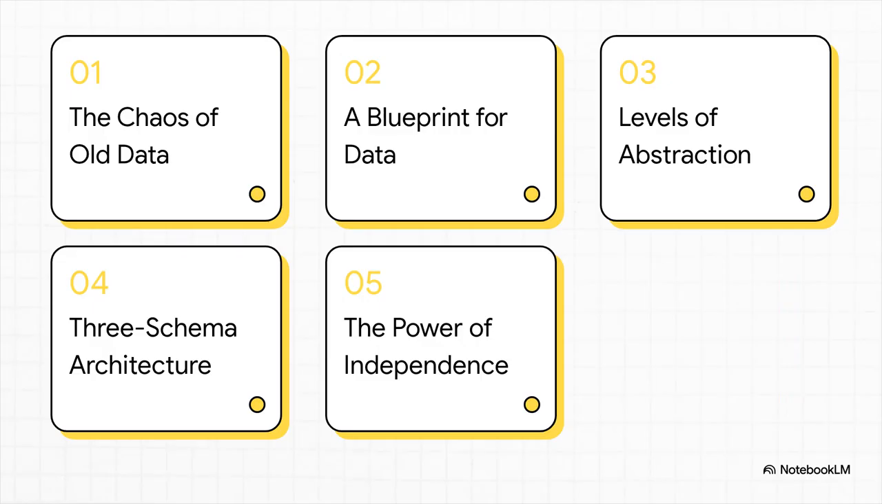So here's the game plan. We're going to start with the problems of the past, then get into the core ideas of schemas and states. After that, we'll see how different levels of abstraction help tame all that complexity, which leads us to this really elegant solution called the three-schema architecture, and its ultimate superpower, data independence.